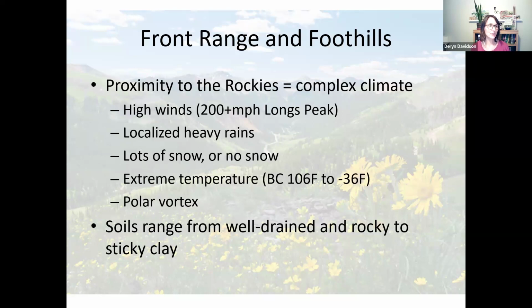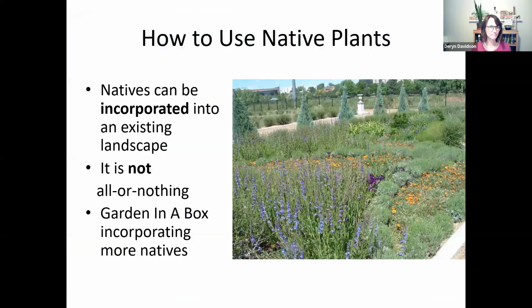And then we can have extreme temperature fluctuations and polar vortexes. We've had several of those over the last 10 years or so, where we're in the 60s, 70s during the day, and then it just plummets and we're below zero. Think about being a plant. If it's during the growing season still, that does a lot of damage. And then our soils go from well drained and rocky to really sticky clay. So again, it's hard to be a plant here. If we can use native plants or adapted plants that do better here, then we're going to have more success.